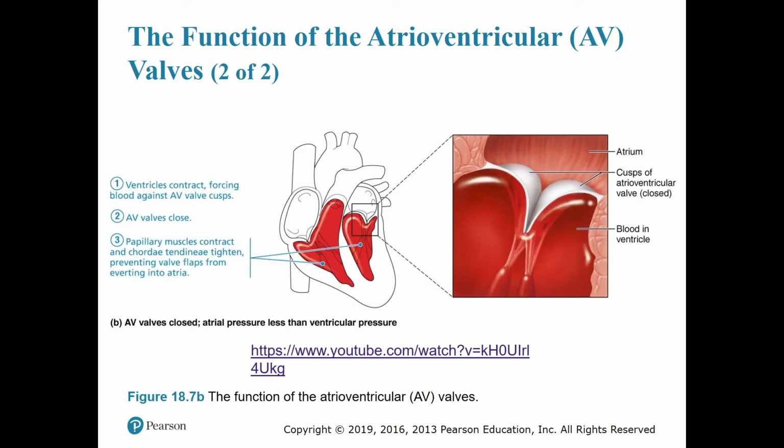Then the ventricles contract, forcing blood against the AV valve cusps. The AV valves close, papillary muscles contract, and chordae tendineae tighten, preventing the valve flaps from everting into the atria. So here in this figure, figure B, the AV valves are closed and the atrial pressure is less than the ventricular pressure.